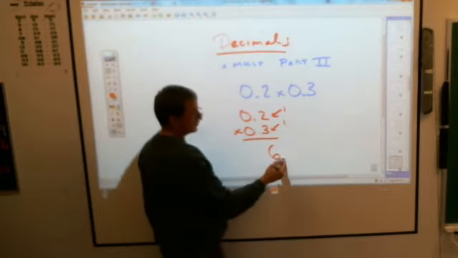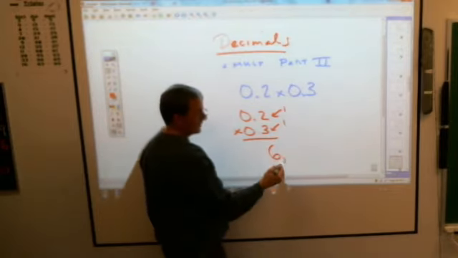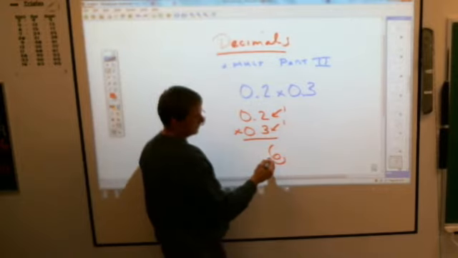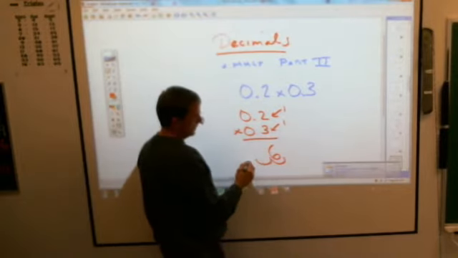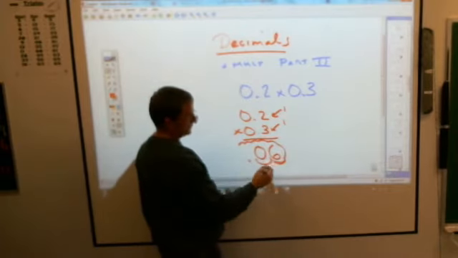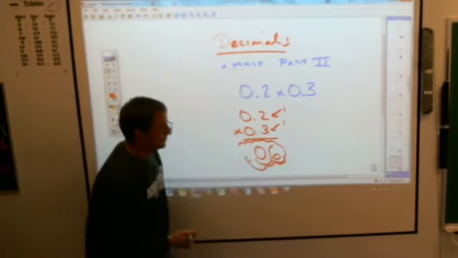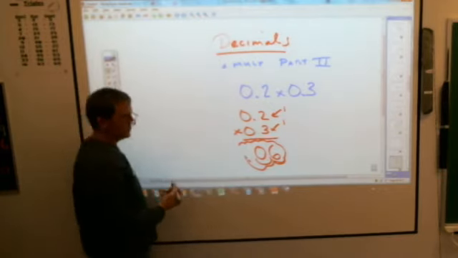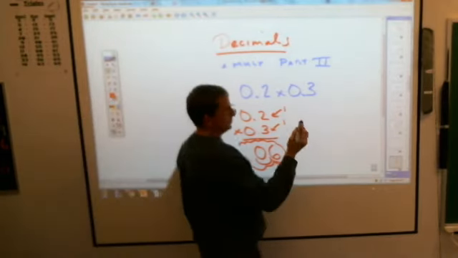You always start at the right and come back that many places. I've only got one digit there, but I need 2 places, so I have to add a 0 in there. So my answer is actually 0.06, which is 6 hundredths. 2 tenths times 3 tenths is 6 hundredths. Which means I can do anything here.